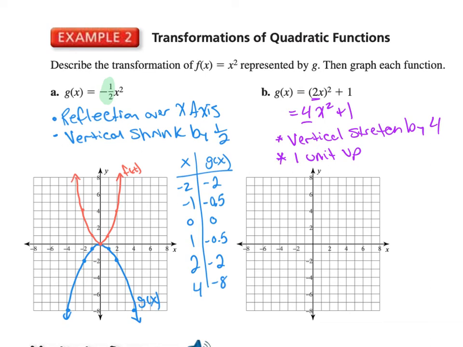Okay, so let's look at this graph. So let's graph this. I'm just going to do my typical points. I'm going to square these. Negative 2 squared is 4. 4 times 4 is 16, plus 1 is 17. Really big, that's okay. Negative 1 squared is 1. 1 times 4 is 4. 4 plus 1 is 5. 0 squared is 0. Times 4 is 0. Plus 1 is 1. 1 squared is 1. Times 4 is 4. Plus 1 is 5. And guess what? 2 is also going to be 17.